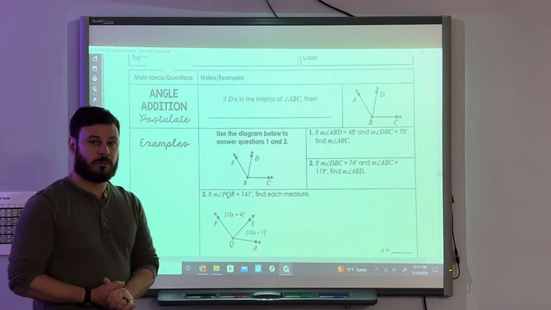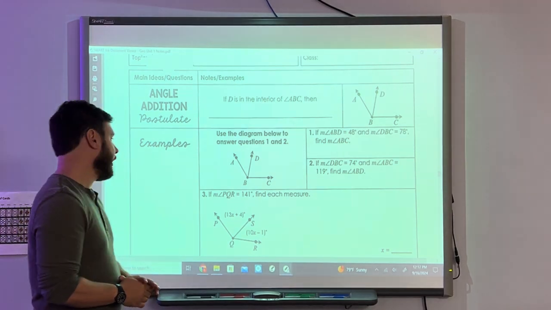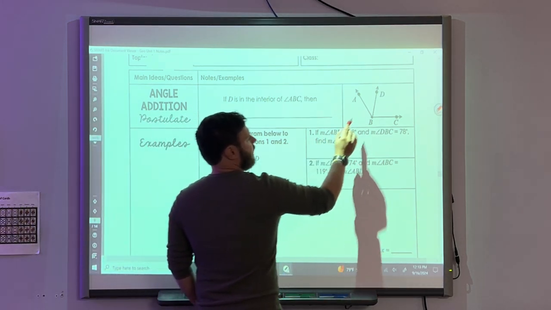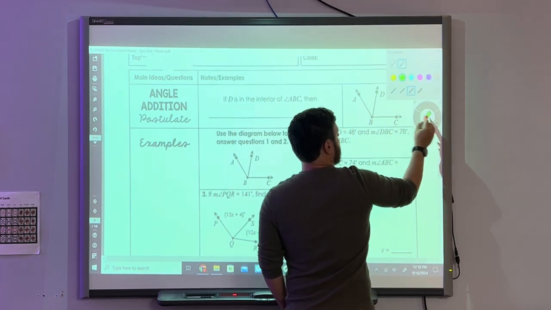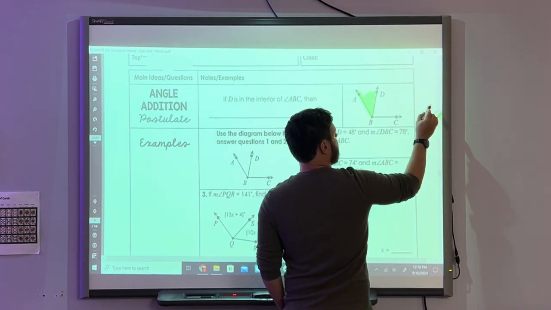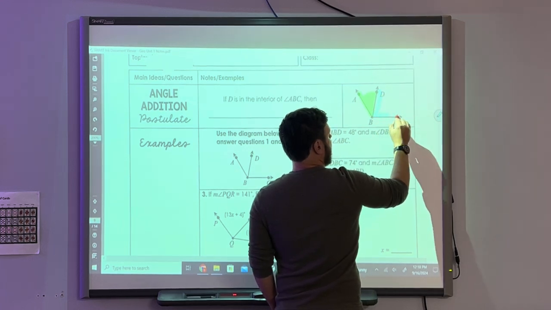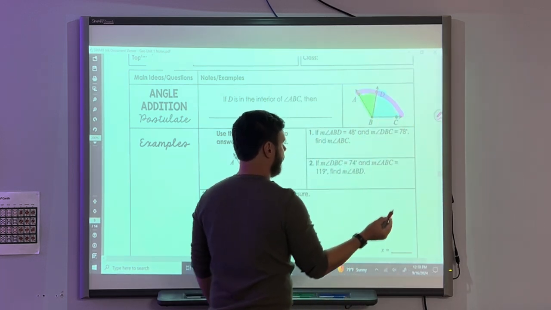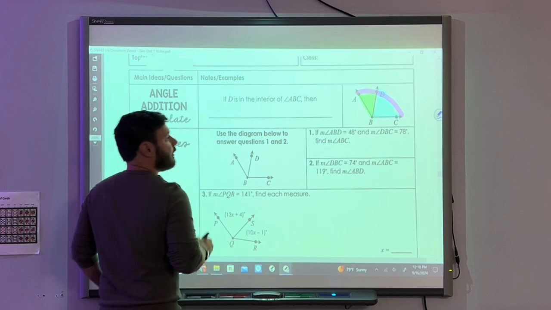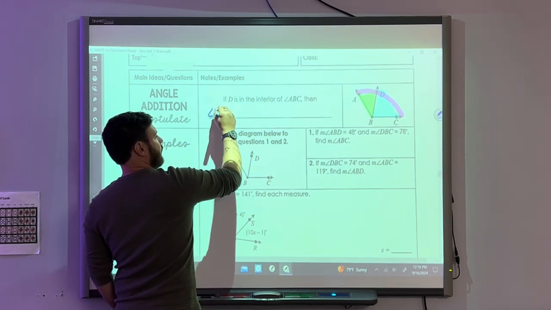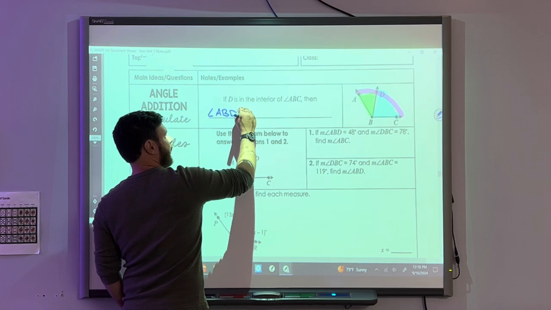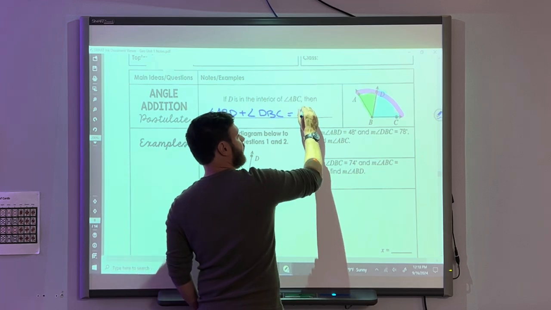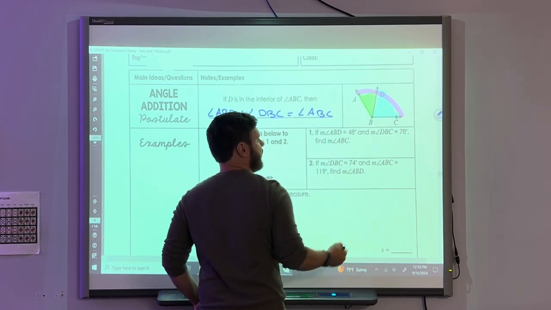Okay, the angle addition postulate. This is little angle plus little angle equals big angle. So, what I mean by that is this angle here, ABD, this part, plus this other part. If I put both of those angles together, it's going to equal the whole thing. So we write that as angle ABD plus angle DBC equals the whole angle ABC.